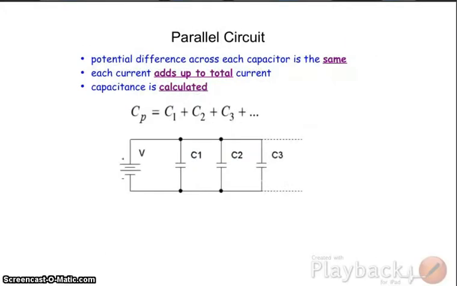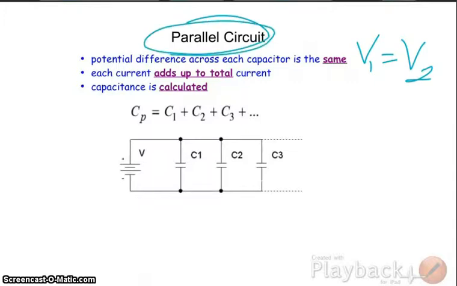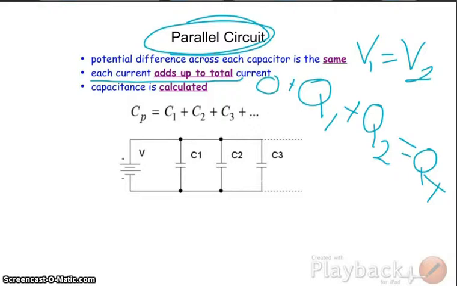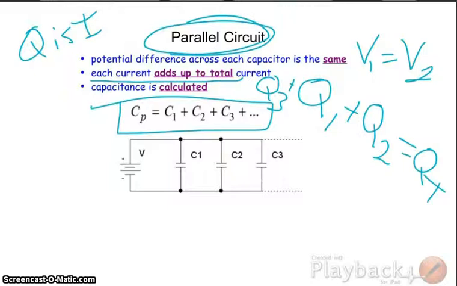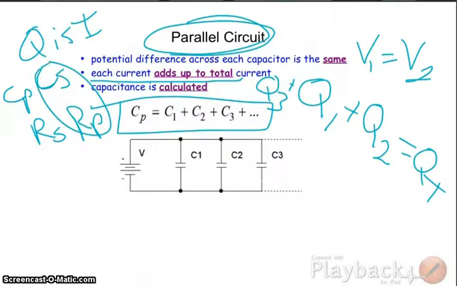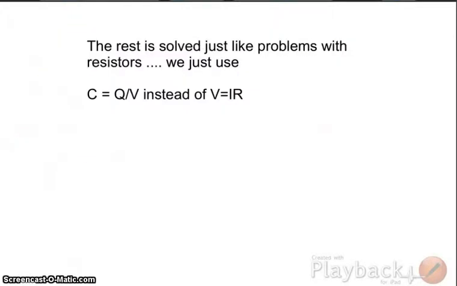Now if you're dealing in parallel circuits, the potential difference across each capacitor is the same. V1 equals V2. Same as with Ohm's law in a parallel circuit, right? And each current adds up to the total current. Or in this case, each charge adds up to the total charge. Okay? And capacitance is calculated by adding them together. So the big thing that changes is you have Q instead of I, and CP and CS are switched from RP and RS, right? So just the way the circuits are set up. Alright, the rest is solved just like problems we use with resistors, except we use this instead of this.